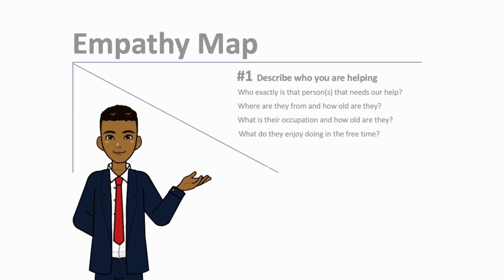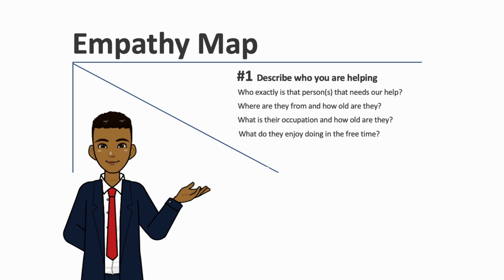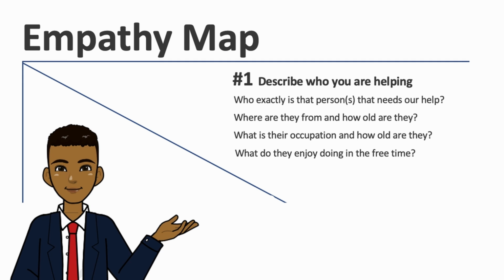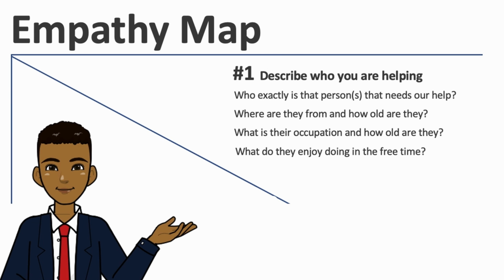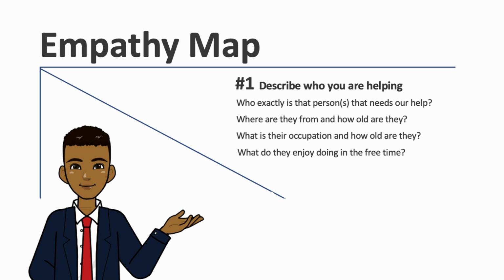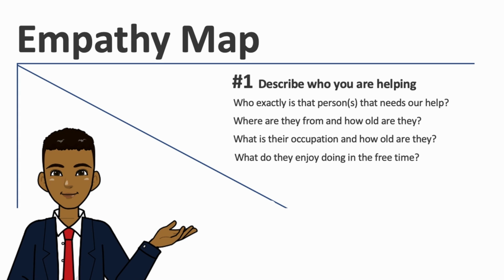The empathy map actually has 7 areas that need to be filled in, and this is the first part. The first part is about describing who you are helping. You need to look into the person's characteristics, where they are living, who they are, how old they are, so just the basic things that make the person, okay? And of course there are some sub questions that you can follow as well.